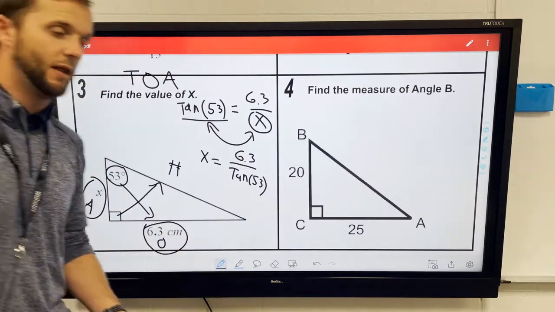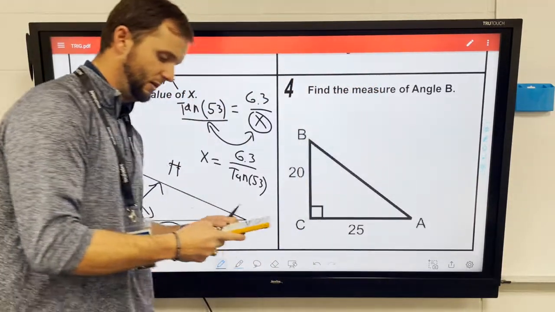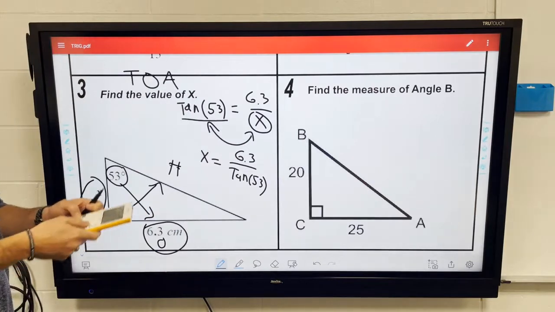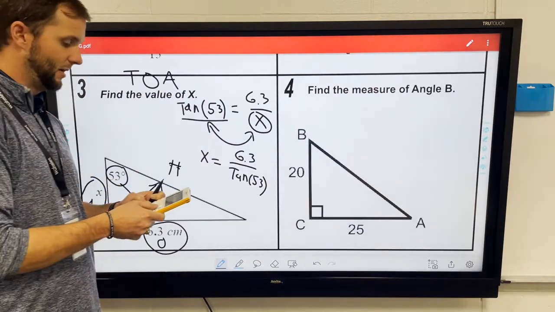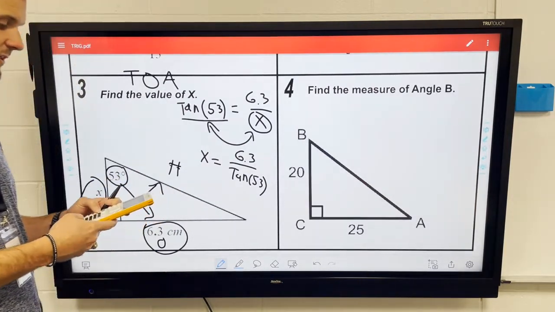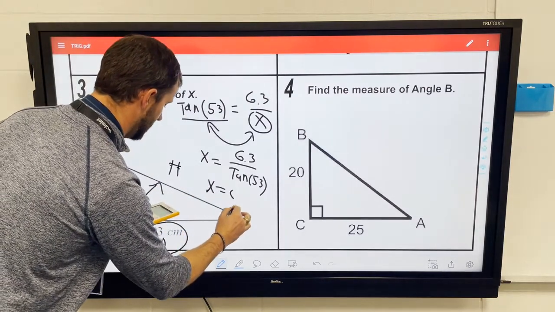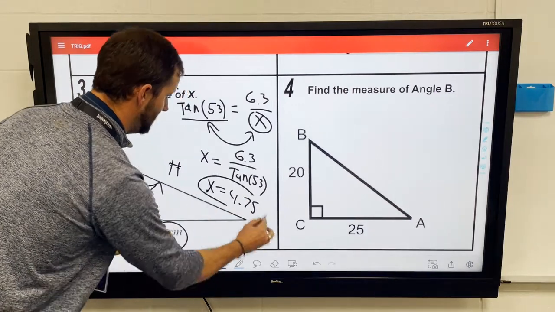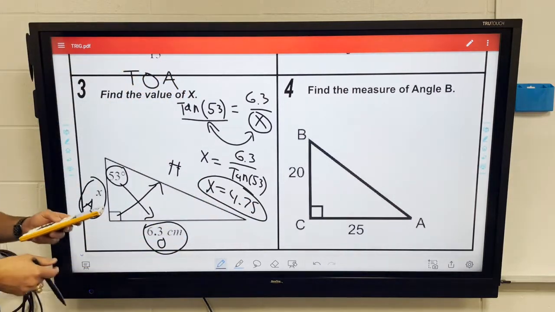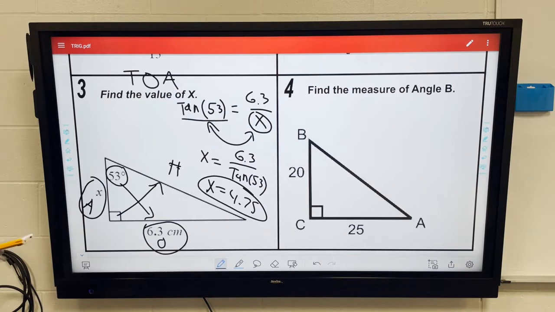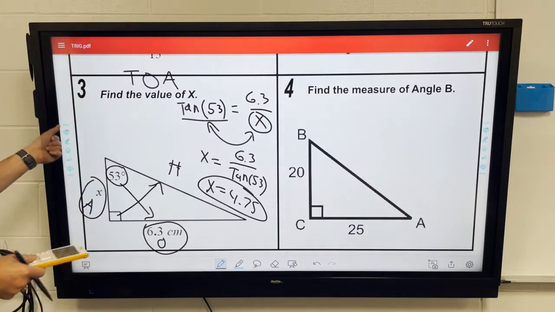So in your calculator, you need to do 6.3 divided by, I'm going to click that trig button, go to tangent, and type in 53. And when I click enter, that's going to roughly give me X is equal to 4.75 would be my rough estimate of that value, okay? You notice it gives you a lot of decimals here when you work it this way, okay? Let's jump over to the last example on number 4.